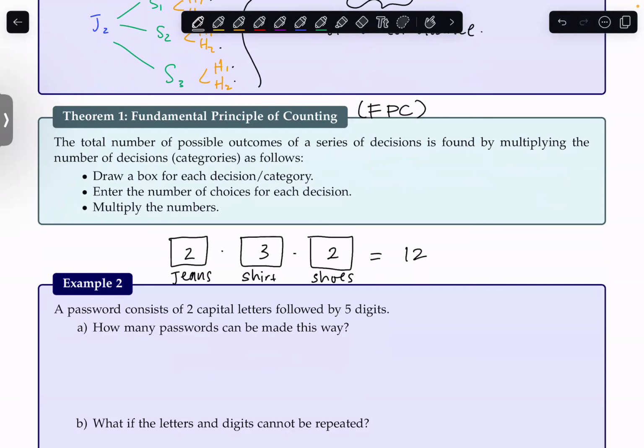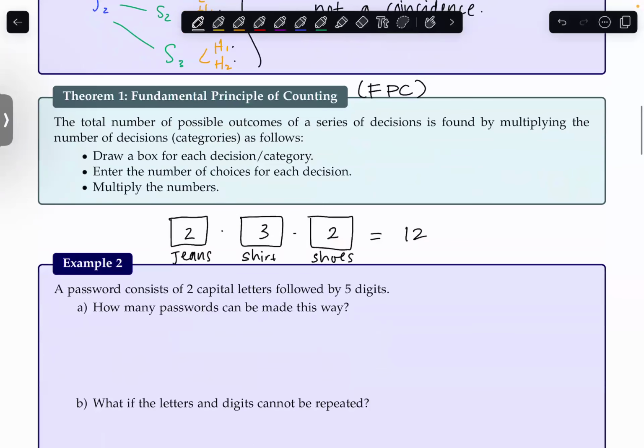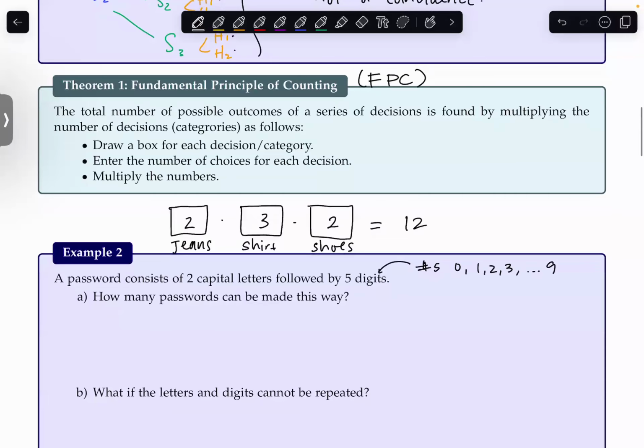Okay, so we're going to make a password consisting of 2 capital letters, followed by 5 digits. And let's remember, when we say digits, we mean the numbers 0, 1, 2, 3, all the way up to 9. So 10 is not included, but 0 is. These are all our digits. Okay, and we want to decide how many passwords can be made in this way.